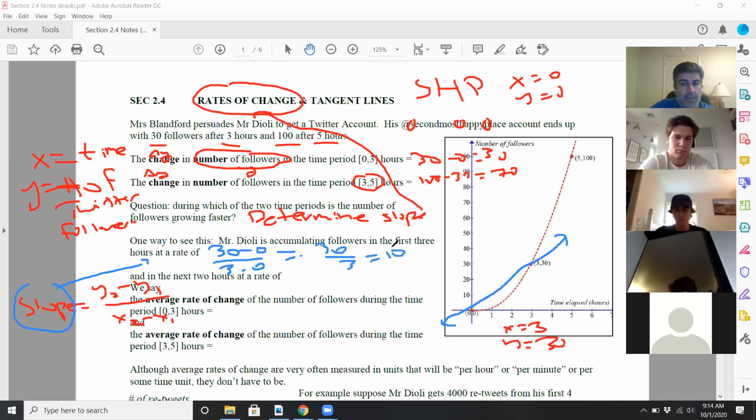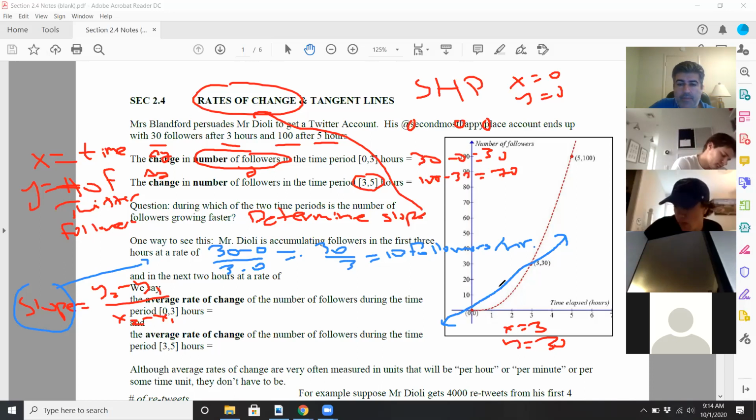Pretty easy, right? I do care about units. Actually, I'm going to be extremely picky about units. The AP is. This is just the way it works. You got to understand context, what you're doing. We're finding followers per hour, right? Followers per hour. So 10 followers per hour.